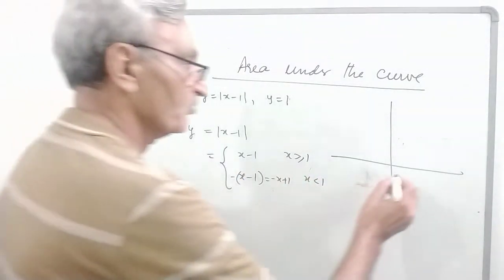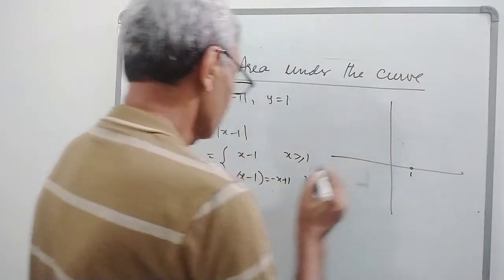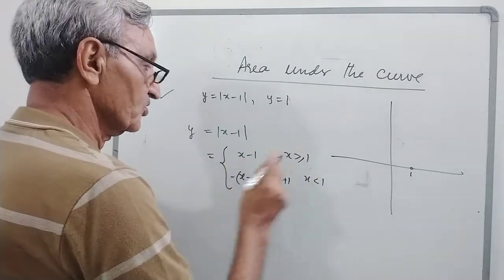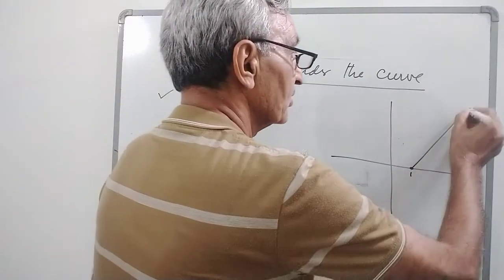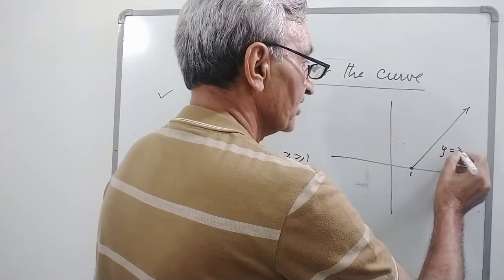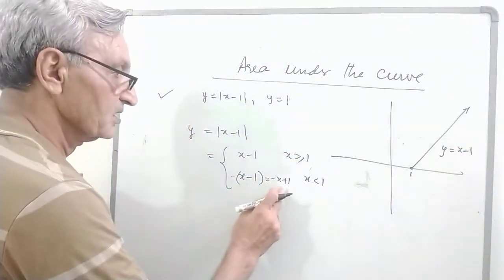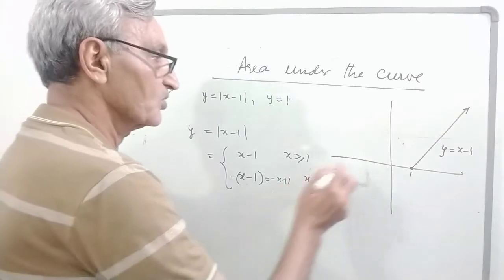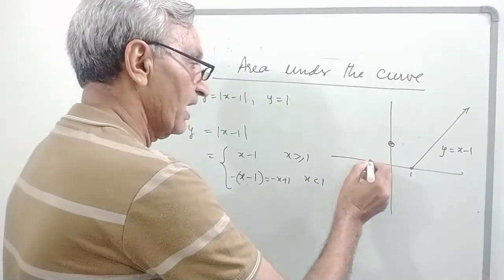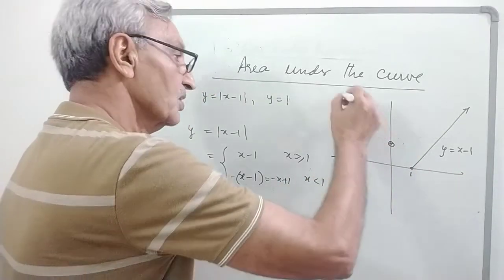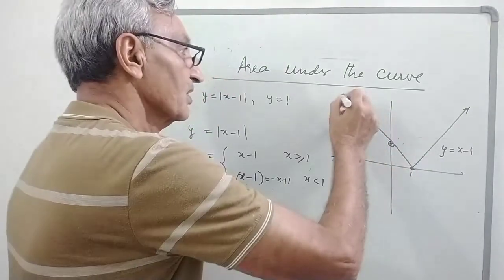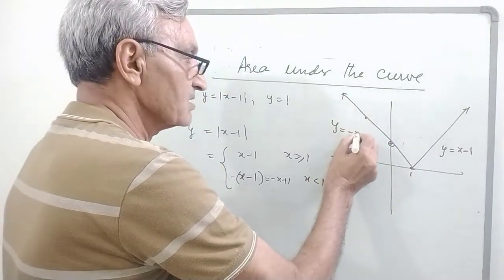When x is greater than or equal to 1, here this is 1, I put 1, this is equal to 0, 2, 1, so I'll draw the graph. This is y is equal to x minus 1. And here, when x is 0, y is equal to 1, and when x is minus 1, it is equal to 2, the graph will be like this. This is y is equal to minus x plus 1.